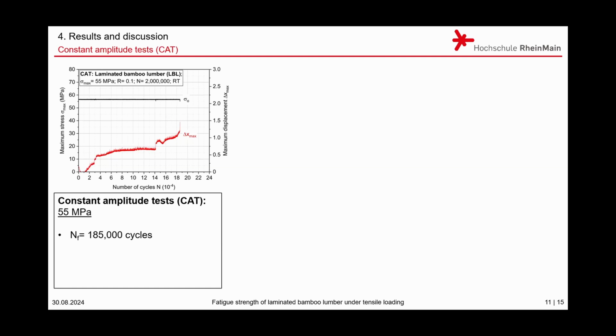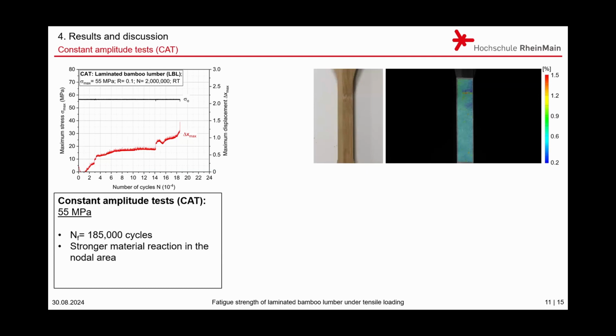When we look at the 55 megapascal load level, the picture is a bit different. We reached a number of cycles to failure of around 185,000 cycles. We did see a stronger material reaction, and the material reaction was the strongest in the nodal area. I talked about the structure of the bamboo column with the nodes contained. On the pictures, you can see that the nodal area is still clearly visible. And when you look at the DIC recordings, it can be seen that the measured strain was higher in that area, which can be linked to the disruption of the straight alignment of the fibers, and therefore there was a higher strain recorded in the nodal areas.